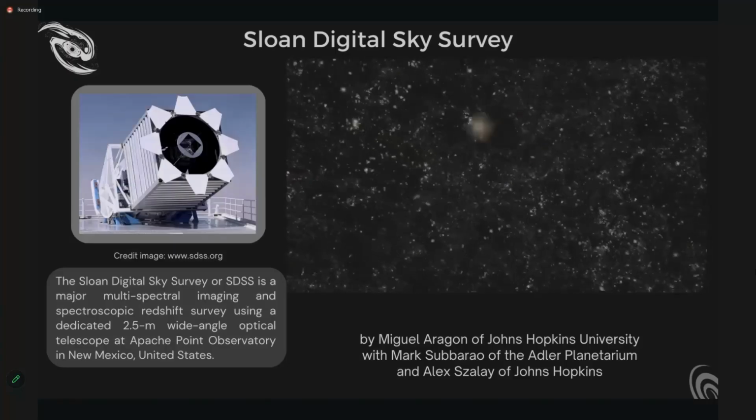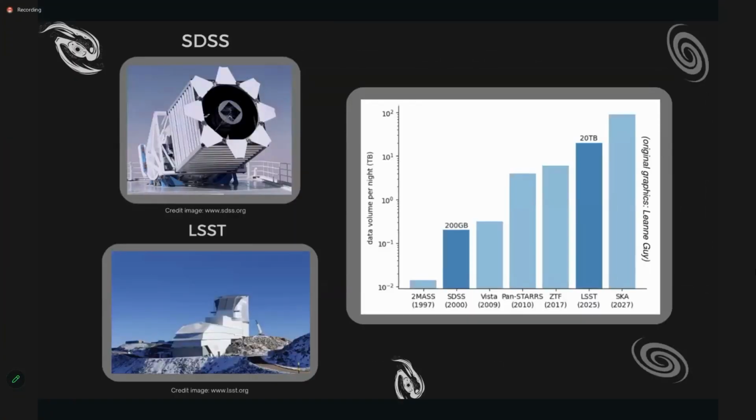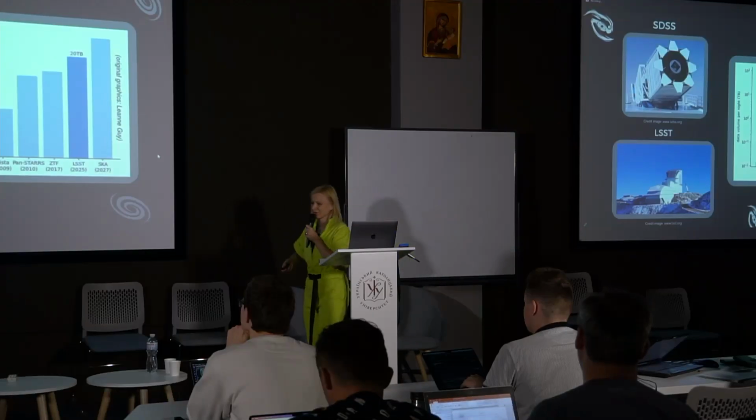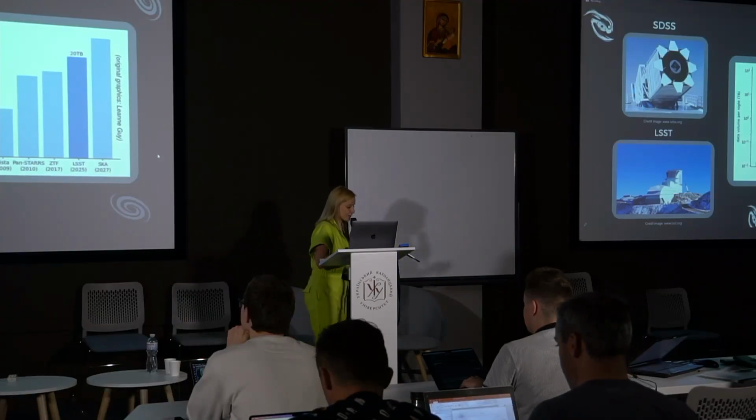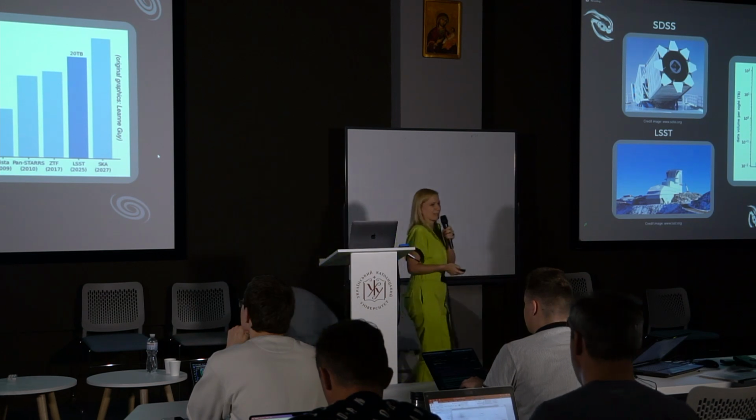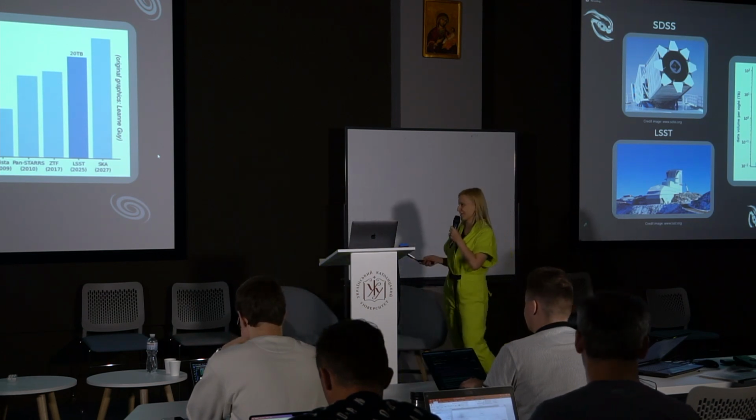SDSS gave us 200 gigabytes of data every night. But the next generation telescope, LSST, will give us 20 terabytes of information every night. Every night, a huge, amazing amount of information about our universe, and without machine learning, I don't know what we will do, how to analyze all this information.